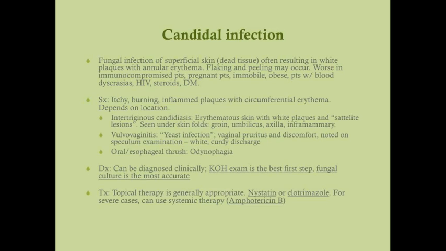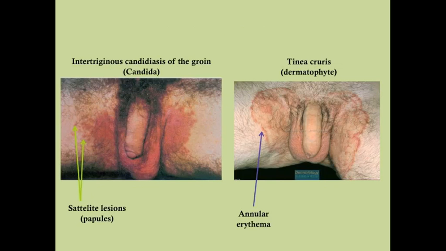Vulvovaginitis, you would use clotrimazole. Intertriginous candidiasis, you would use a topical nystatin or clotrimazole. For severe cases or any patient who's immunocompromised, you can use systemic therapy, in which case you'd use amphotericin B.